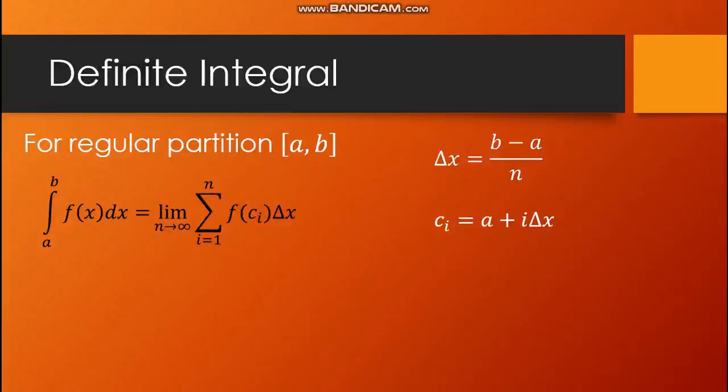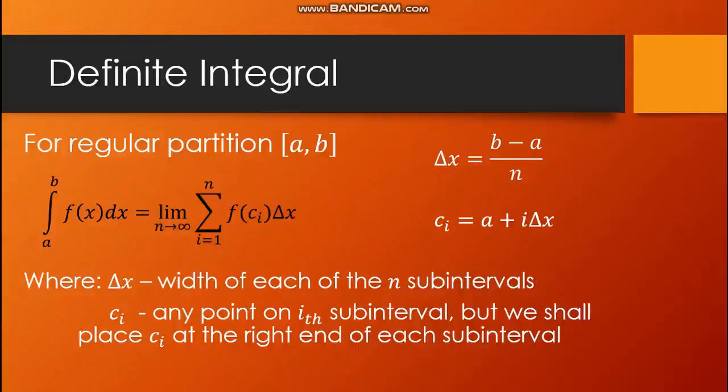And our c sub i here is the right endpoint. Okay? And to solve for c sub i, we have a plus i delta x. So we will no longer use i minus 1 times delta x, which is the left endpoint, because it is harder. It is more convenient to use the right endpoint, which is just i times delta x. So therefore, c sub i equals a plus i times delta x. Okay? Again, delta x is the width of each of the n subintervals. C sub i is any point on the i-th subinterval, but we will use the right endpoint of each subinterval.